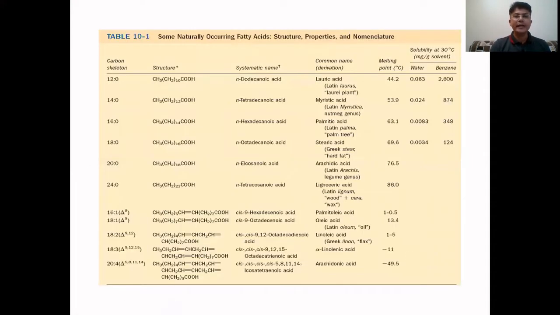Here is the table indicating the saturated and unsaturated fatty acids. You can see these are some of the saturated fatty acids found in several natural fats and oils, and these are some of the unsaturated fatty acids. This table also indicates the melting points. In the case of saturated fatty acids, the melting points are higher, and if we look at the melting points of the unsaturated fatty acids, they are very much lower.